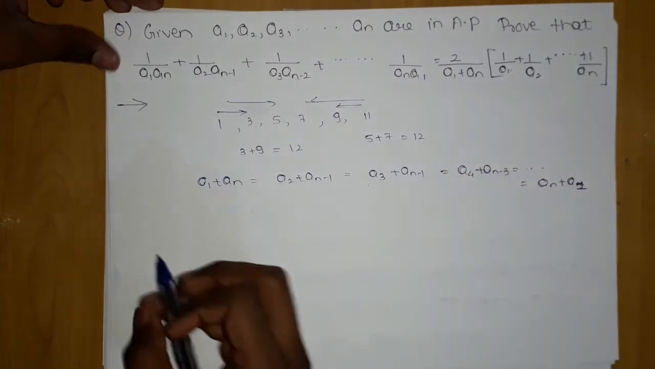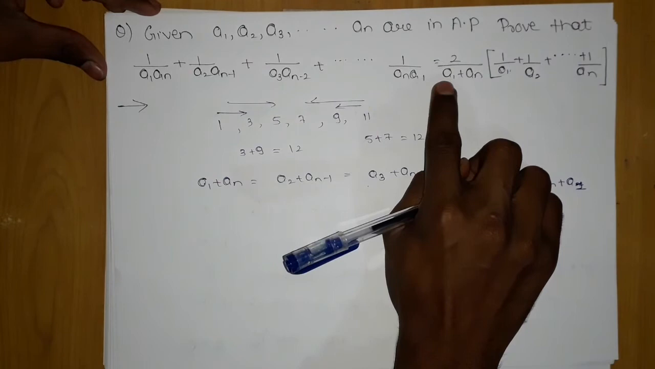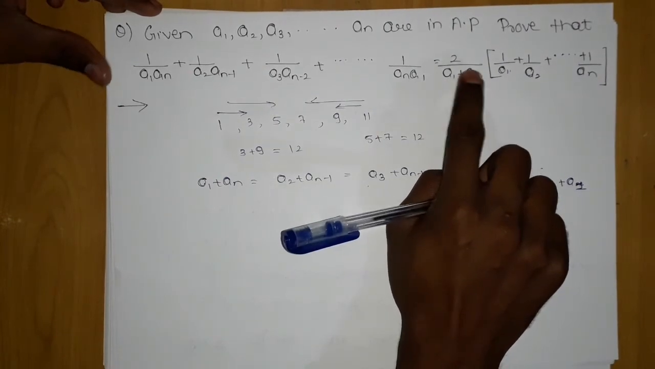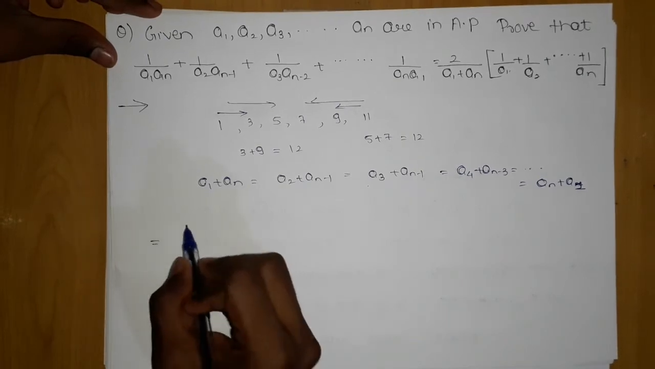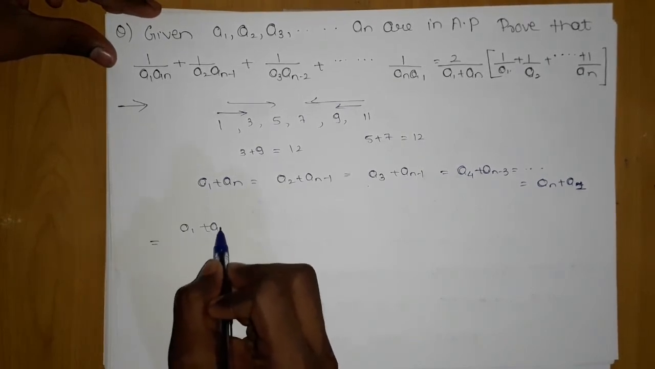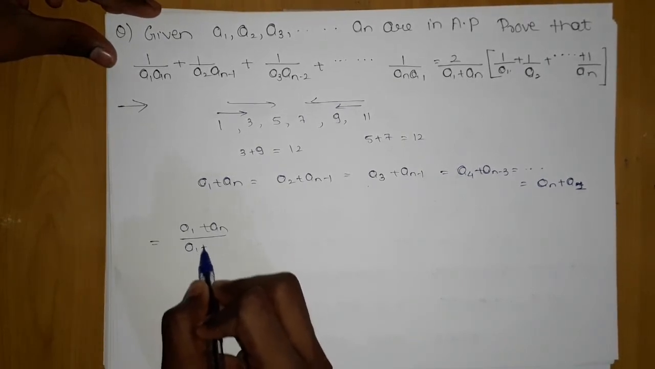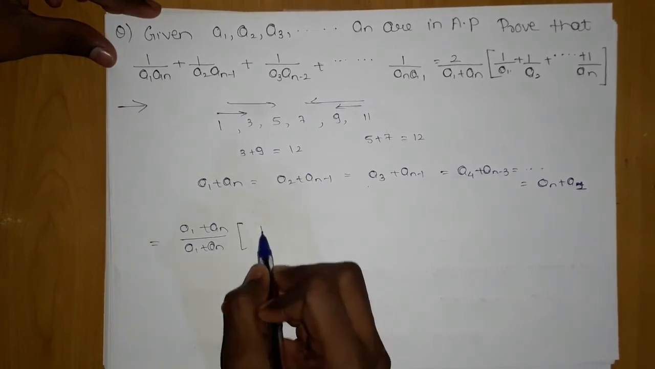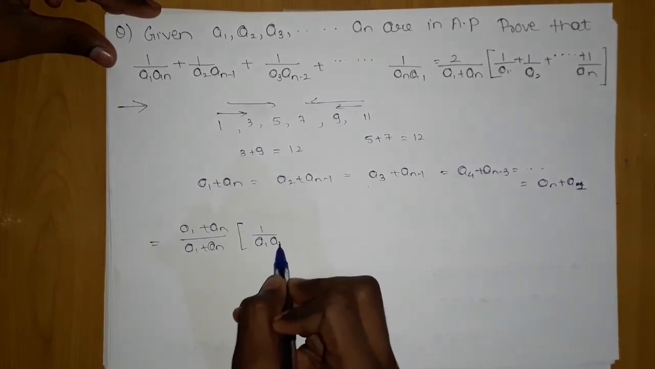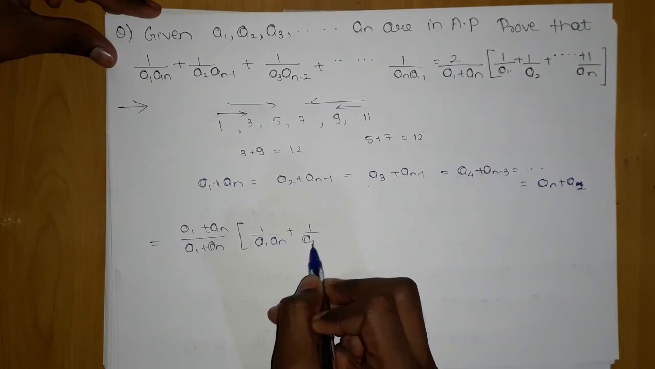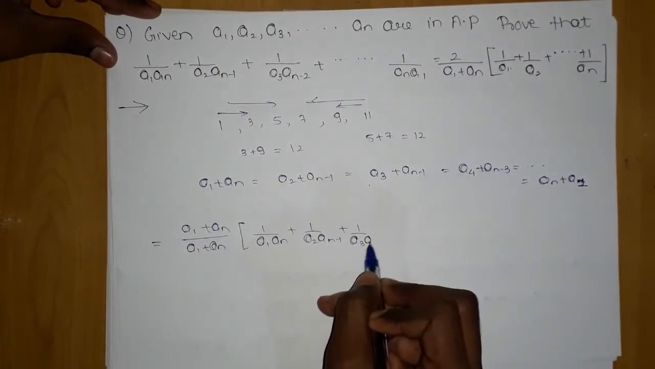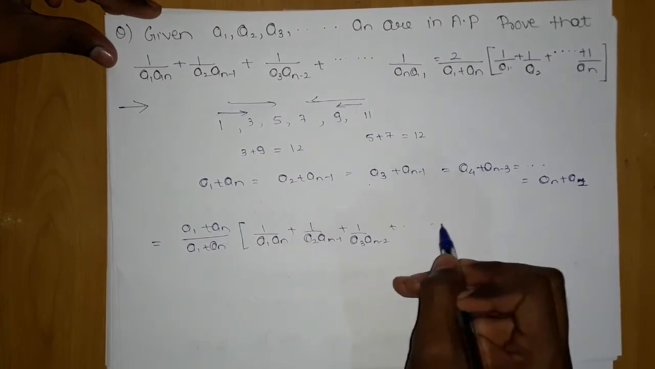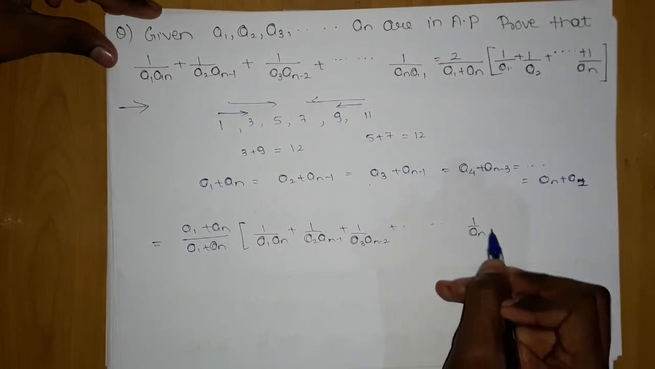Now here I get an idea that I have to divide and multiply by a1 plus an if I want to create this term. So if I divide and multiply by an upon a1 plus an, I have a1 an plus a2 an minus 1, a3 an minus 2, till what, an a1.